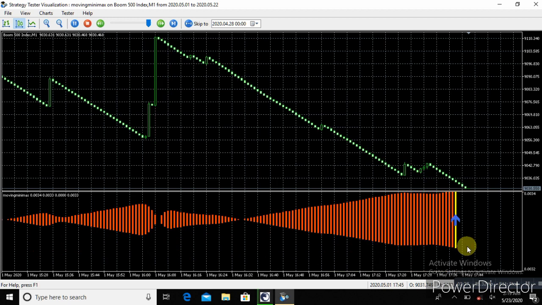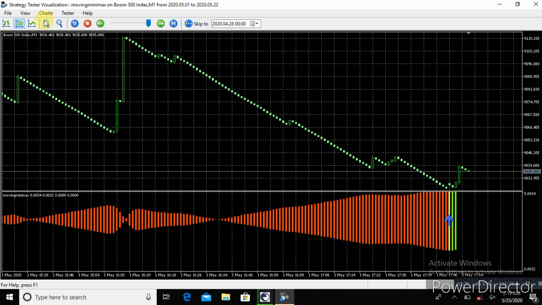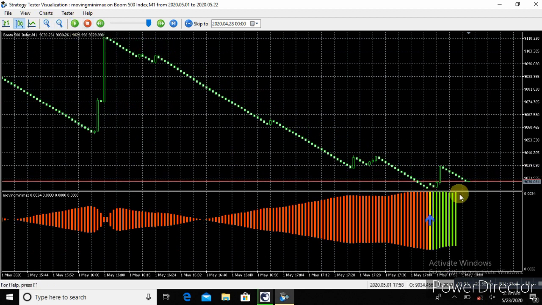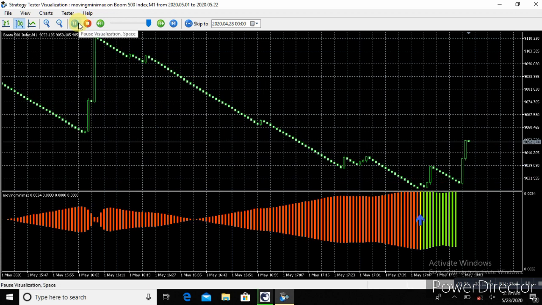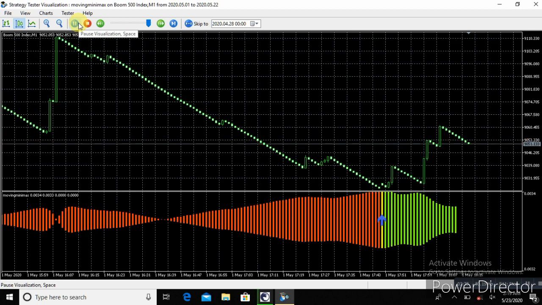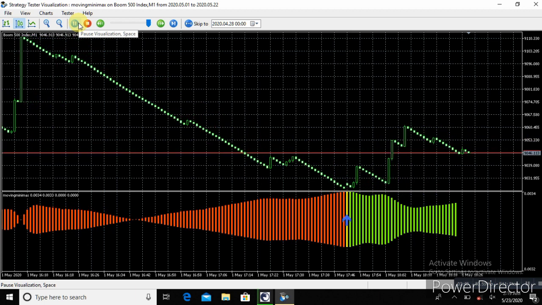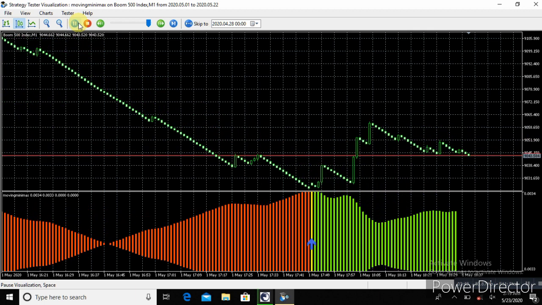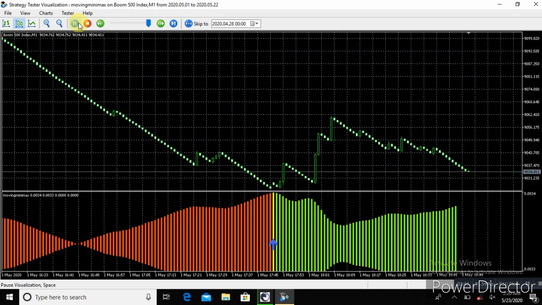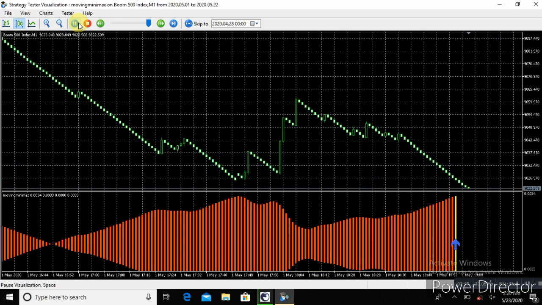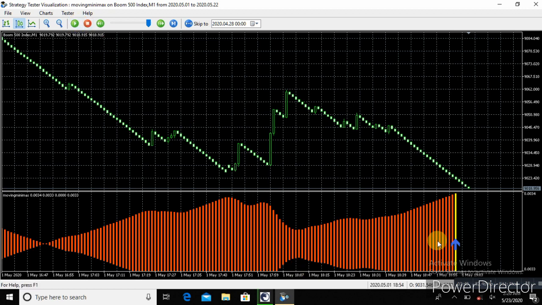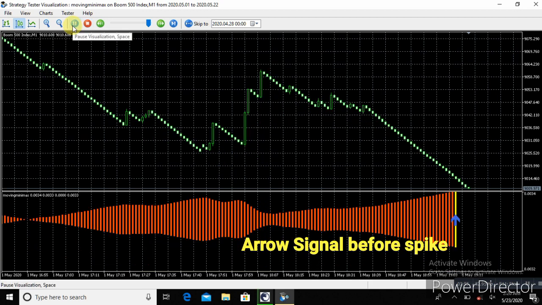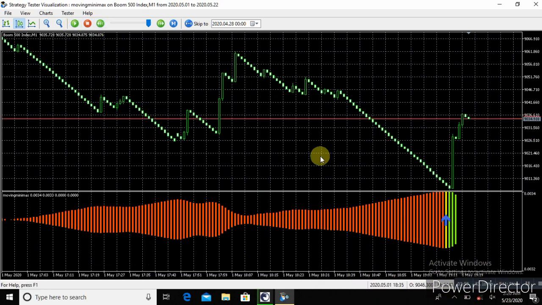Look here, again arrow, and look how many spikes, 2. Let me start again. Look here, spikes, boom thing. Look here guys, look here, arrow, and after 8 candles, spike. Just see, look here, how many spikes.